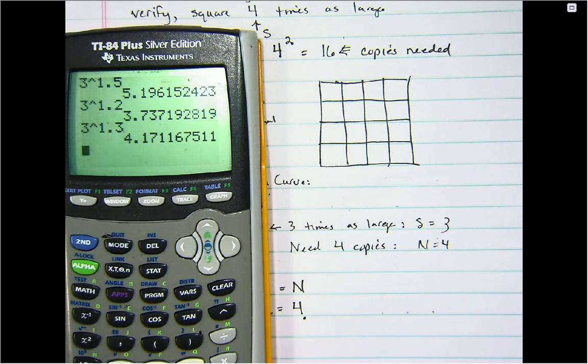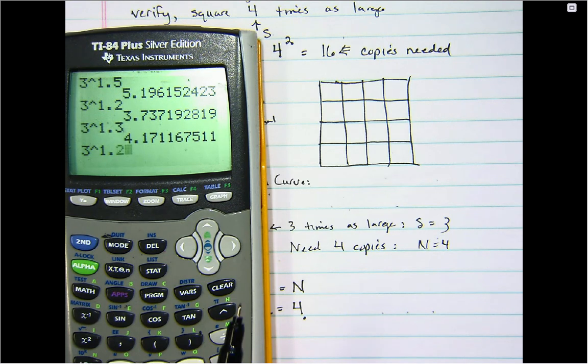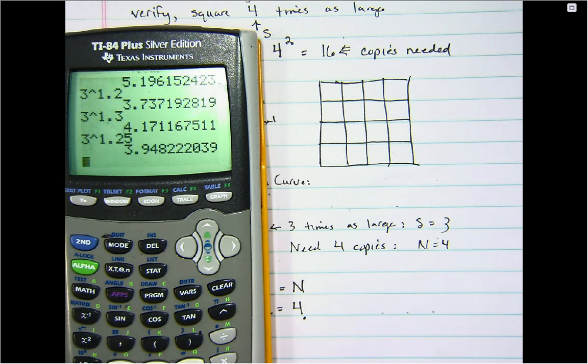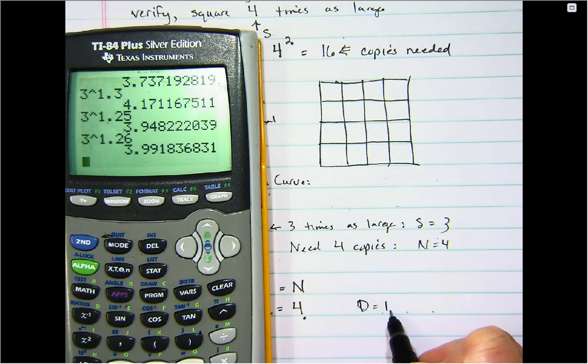Okay, so I need something between 1.2 and 1.3 for my exponent. 3 raised to the 1.25. That's pretty close. About 3 raised to the 1.26. That's very close to 4, isn't it? You should be able to get within 1/100th of 4, or whatever yours is. So you should do guess and check till you can get within 100th, and then it'll be okay. Okay, so I'll say D is 1.26. So the dimension of the Koch curve is about 1.26.